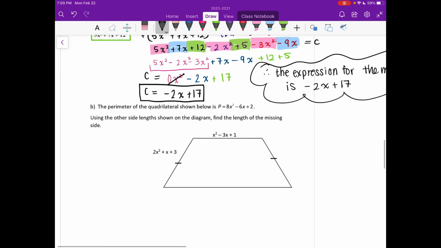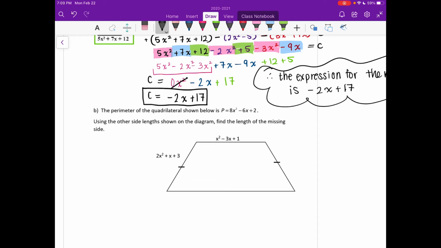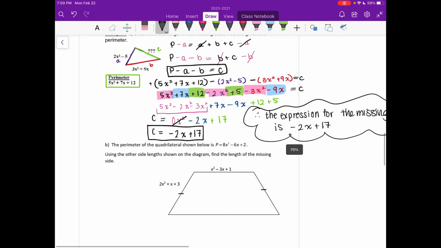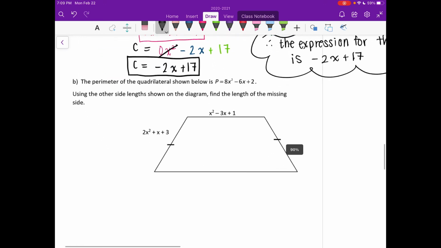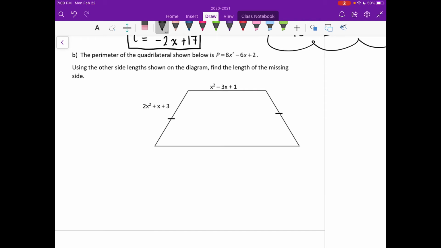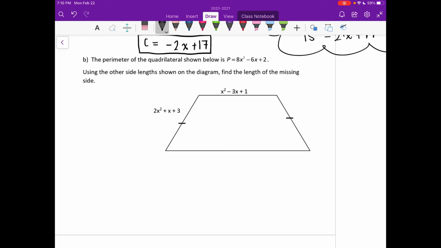Okay. So it says the perimeter for the quadrilateral shown below is P equals x squared minus 6x plus 2. Use the other side lengths shown in the diagram to find the length of the missing side. Same thing as before, except that was a triangle, so it was a little bit easier. This is a quadrilateral. That means it has 4 sides, so it's a little bit more complicated. Okay? So, just going to go down here. It says using the length. So, we know that for a quadrilateral, the perimeter is always going to equal a sum of all its sides. So you can be 1, 2, 3, 4. All right, so you're going to do A plus B plus C plus D.